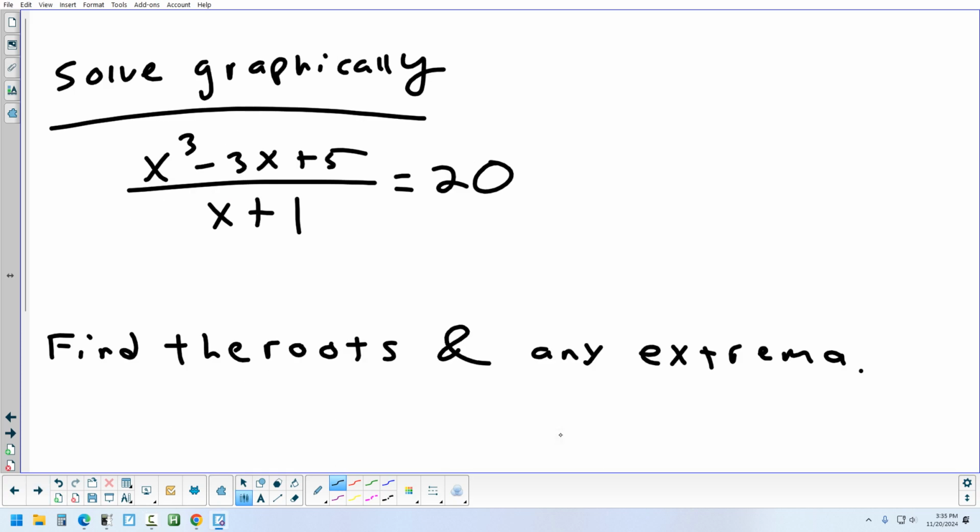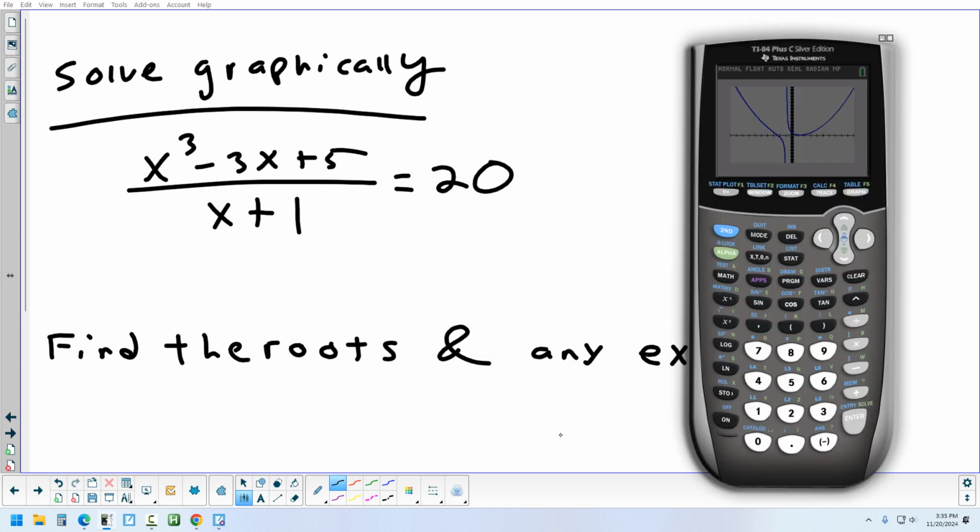So last question we're going to look at is solving a rational equation, but we're going to do it graphically. This one would be a little more complicated to do algebraically because it has a cube in it. If we had to start dealing with things that are cubed, answers don't always come out as nice. So first thing we need to do is plug that into the calculator, which we've already done. X cubed minus 3x plus 5 is my numerator. X plus 1 for the denominator.